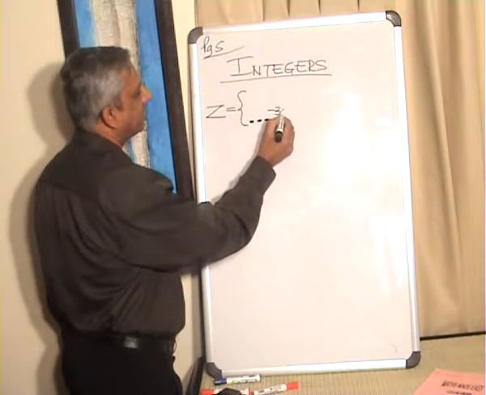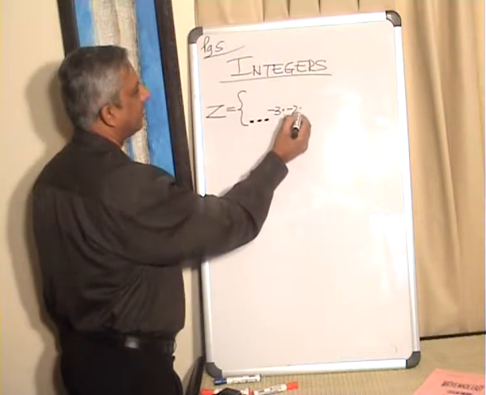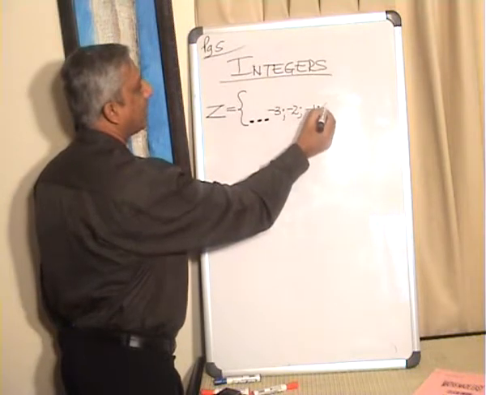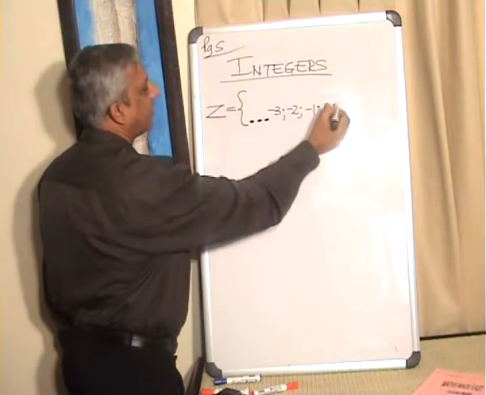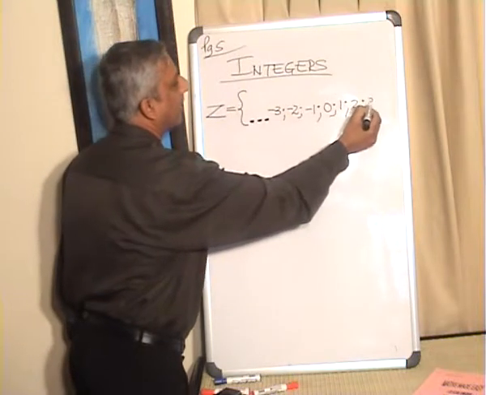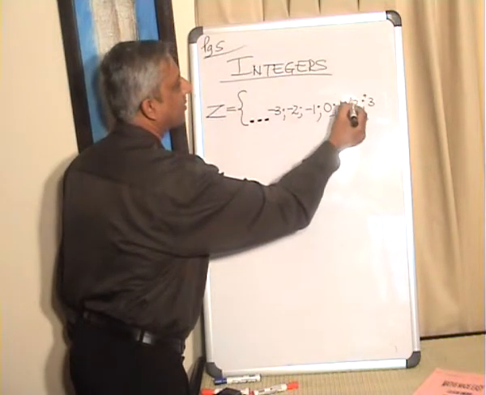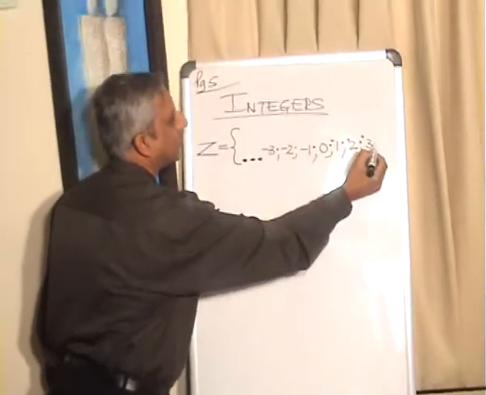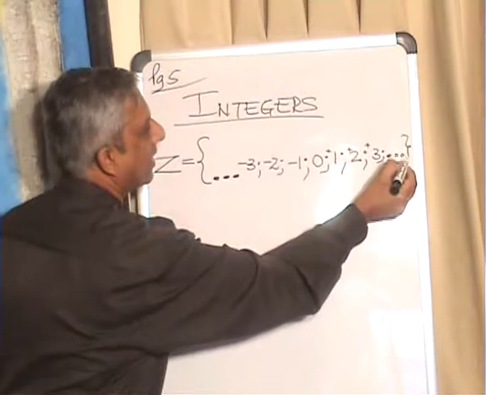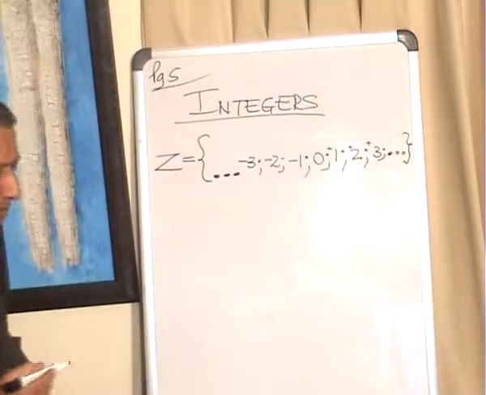And then we write down the negative numbers, -3, -2, -1. Then we write down 0. Then we write down 1, and then 2, and then 3. I just put the plus signs to make it clear. And 3 dots in the end there, and we close up.